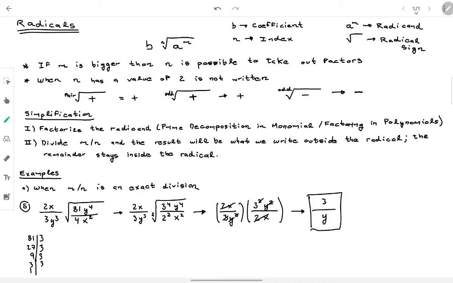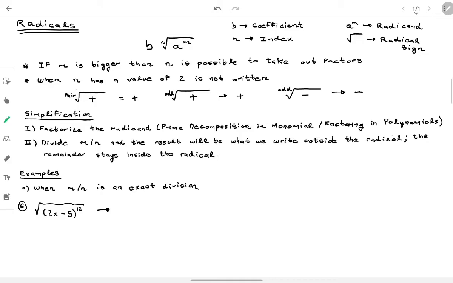So it's very simple. It's only using the prime decomposition, and after that taking out what we have inside the parentheses. If we have a coefficient outside, what we take out of the radical, not the parentheses, I mean from the radical, it's going to be a rational expression multiplication, and we can simplify it. Let's see another example.